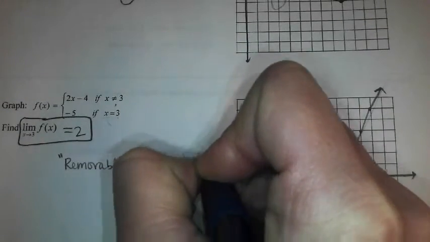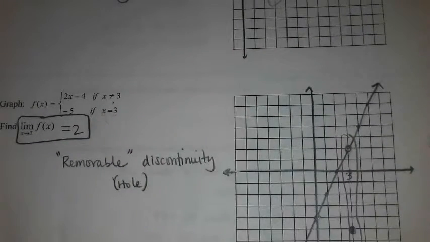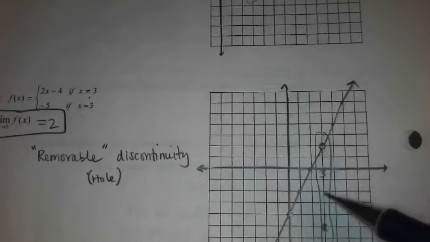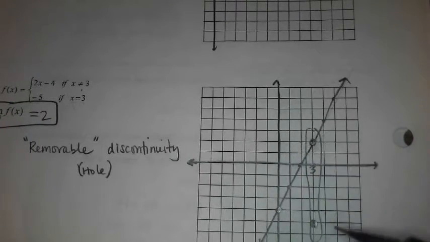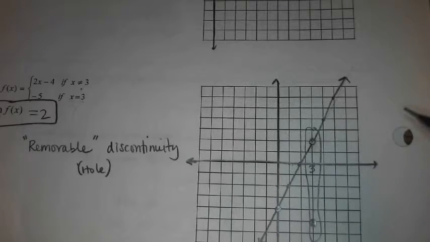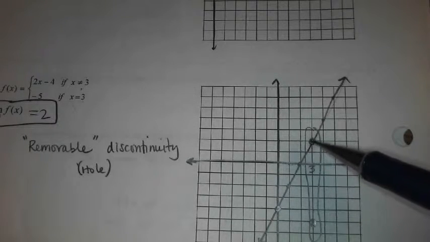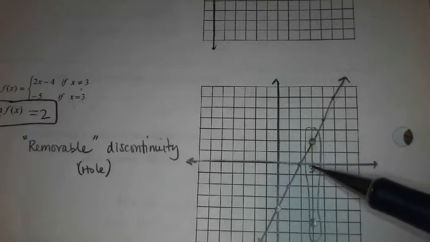So if you see that word removable, that really just means a hole. There's holes, there are jumps, there are asymptotes. All those are reasons why a graph might not be continuous. And this graph is not continuous because if I'm tracing it, I have to pick my pencil up off the paper, and as soon as you have to do that, you lost your continuity. But it's removable because it's just one point shy of it.